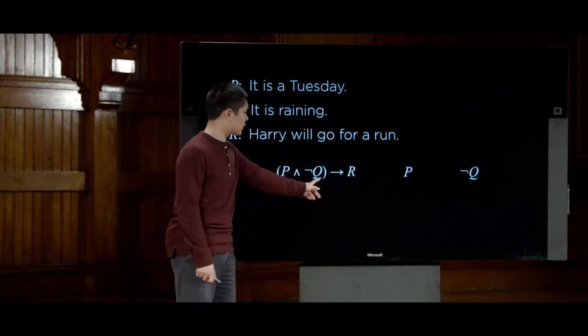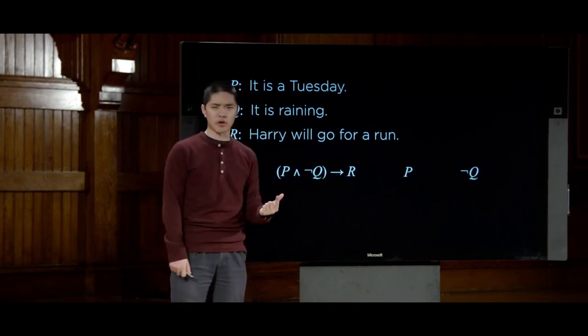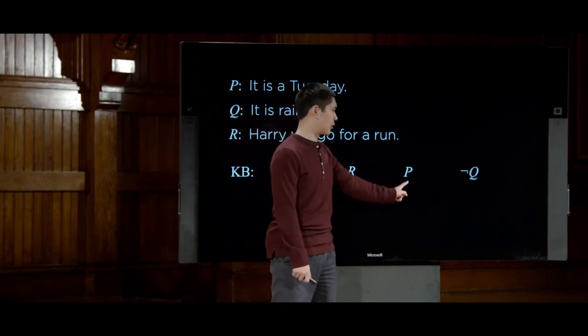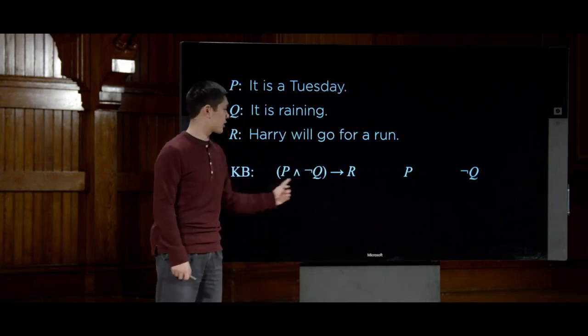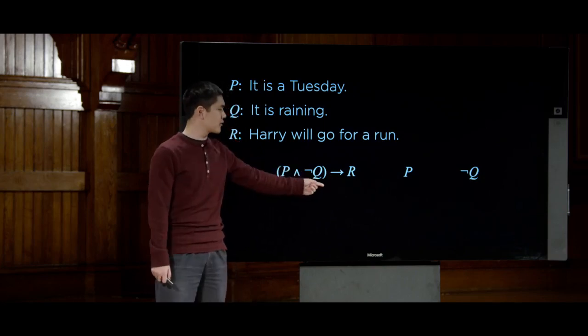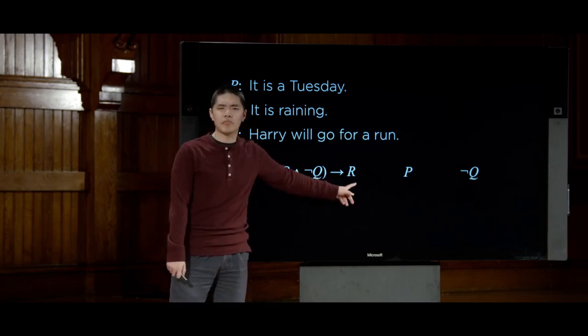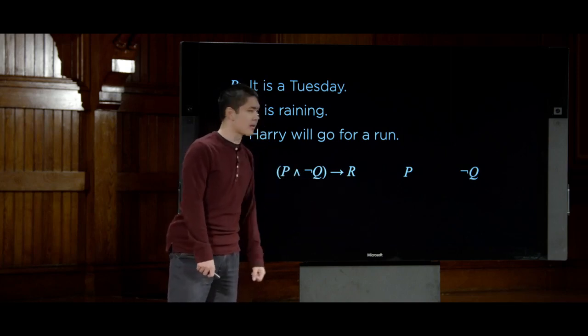P and not Q is only true if both P and not Q are true. Well, all right, we know that P is true, and we know that not Q is true. So we know that this whole expression is true. And the definition of implication is if this whole thing on the left is true, then this thing on the right must also be true. So if we know that P and not Q is true, then R must be true as well.